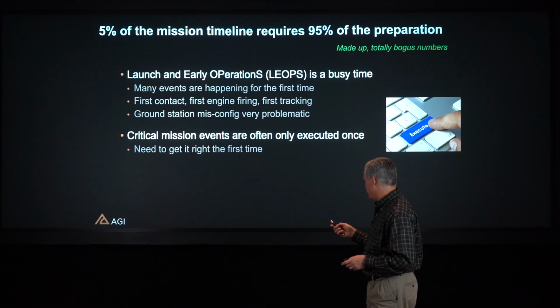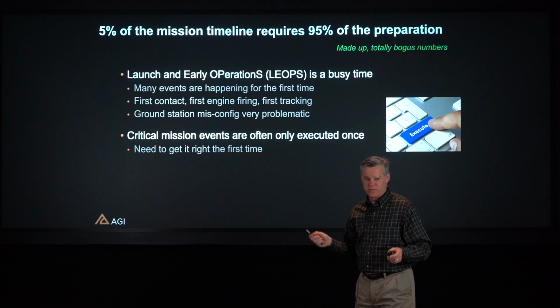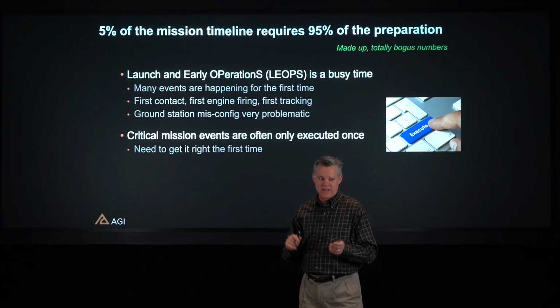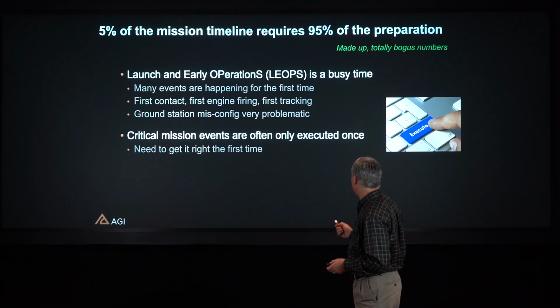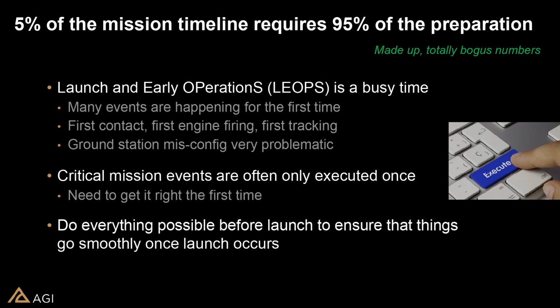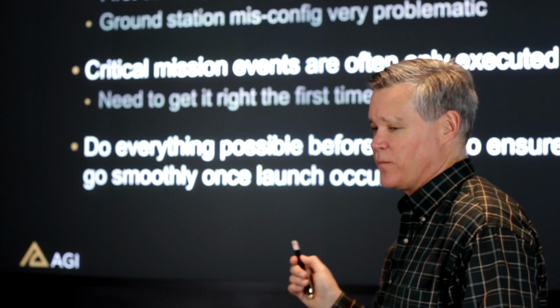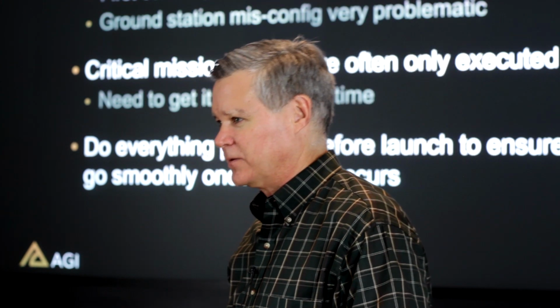And I've put up numbers saying that 5% of the mission timeline requires 95% of the prep. I made that up, of course. And the point is simply to say the vast majority of your prep goes towards a very small percentage of the time. But that very small percentage of the time is really critical events. And so, of course, the thing we want to do again is do everything we possibly can before launch to make sure that things go smoothly after launch.